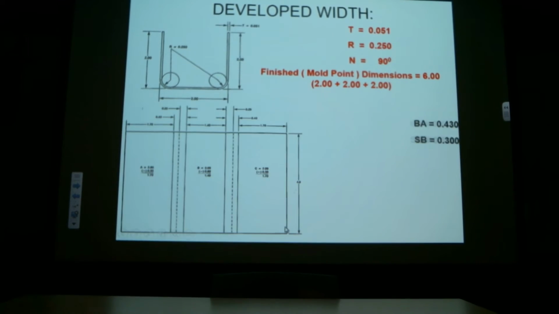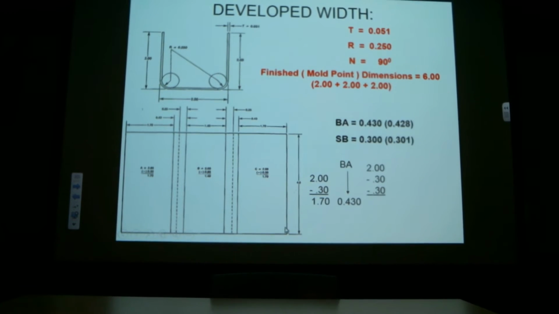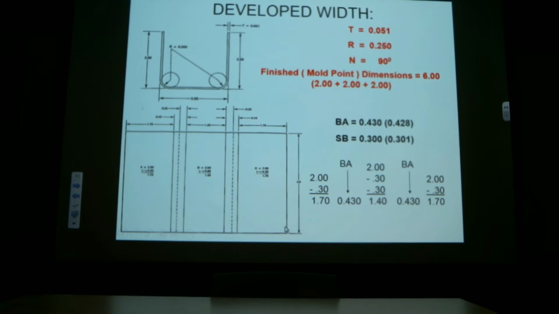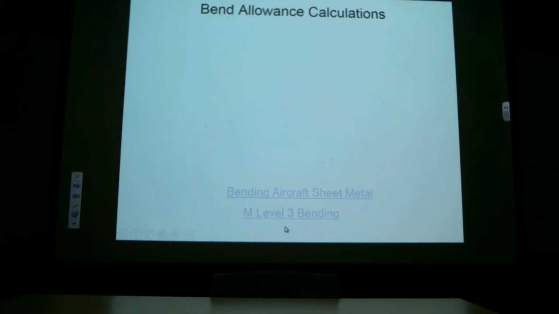Should the developed width of a part be greater or less than the finished dimensions? Less than the finished dimensions. So when you're doing a bend allowance problem, if you come up with an answer for your developed width that's bigger than the finished dimensions, your answer can't be correct. So you have to logically reason for yourself what the answer should be.